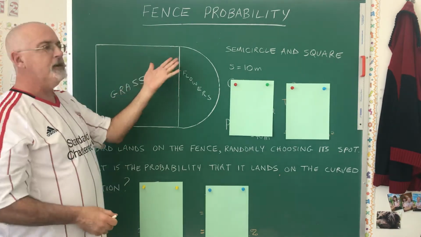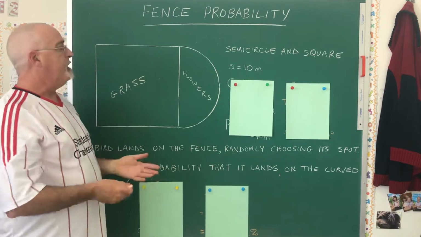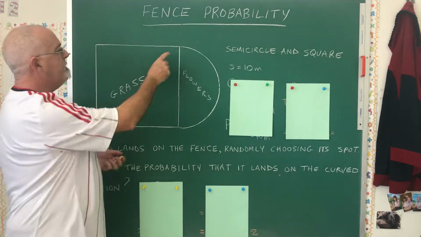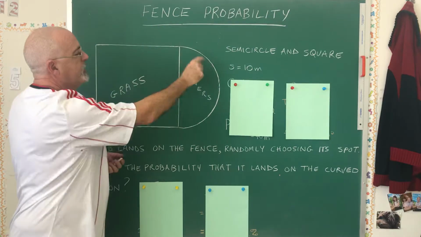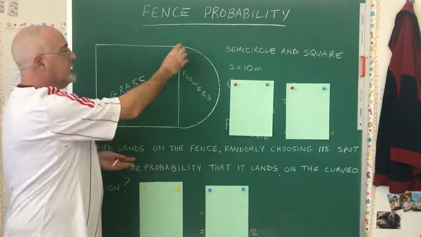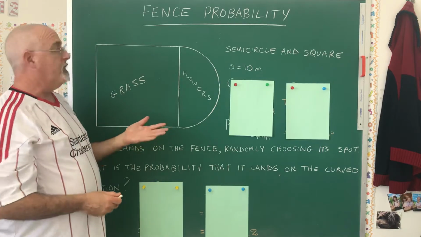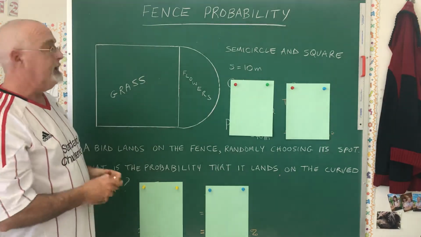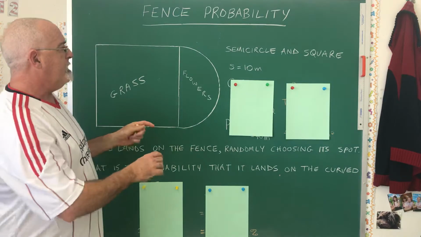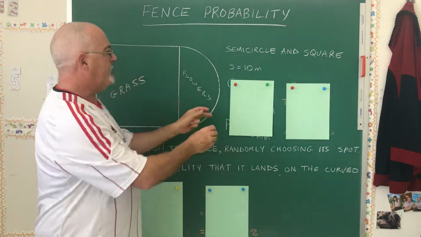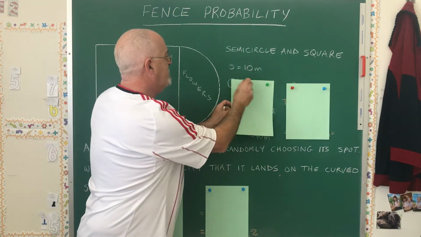Because, of course, the fence is the perimeter, not the area. So what we have to do is find the perimeter of the square and the perimeter of the semicircle, or half the circumference of the circle. And that gives us the numbers that we need in order to solve the problem and get the right answer. So what I've done is I've done the calculations ahead of time, and I'm going to start revealing them.